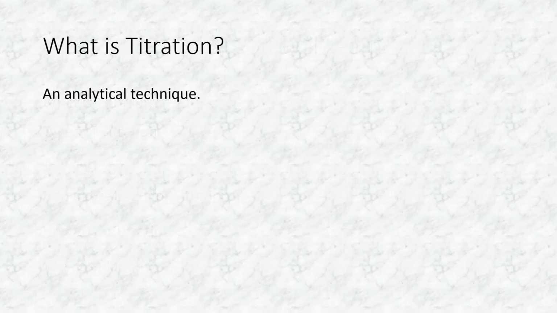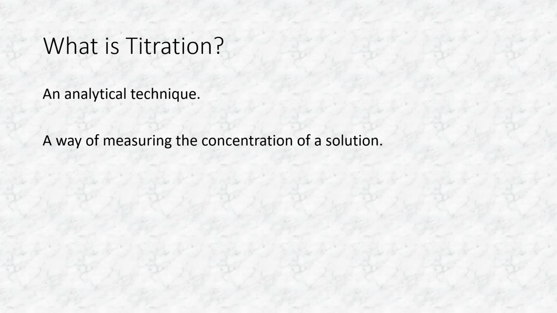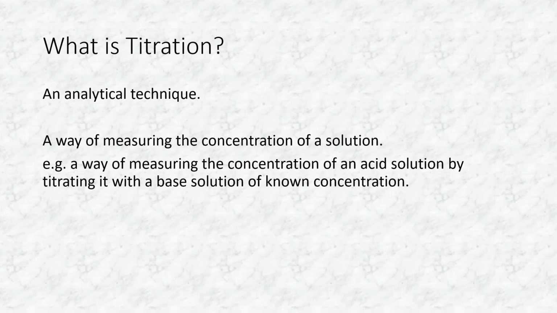So firstly, what is titration? Well, it's an analytical technique. It's one of many analytical techniques in chemistry. It's a part of the analytical chemist's toolkit. It's there as a way of measuring the concentration of a sample, the concentration of a substance in a solution. For example, we can use titration to measure the concentration of acid in an acid solution by titrating it with a base solution of known concentration. And as we go through this episode, we'll expand on exactly how we do that.